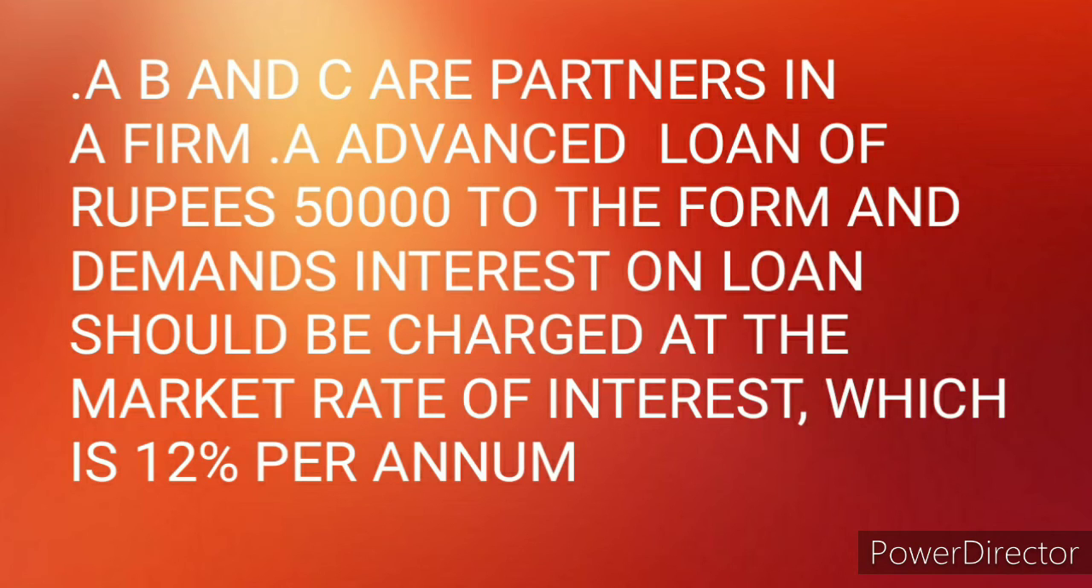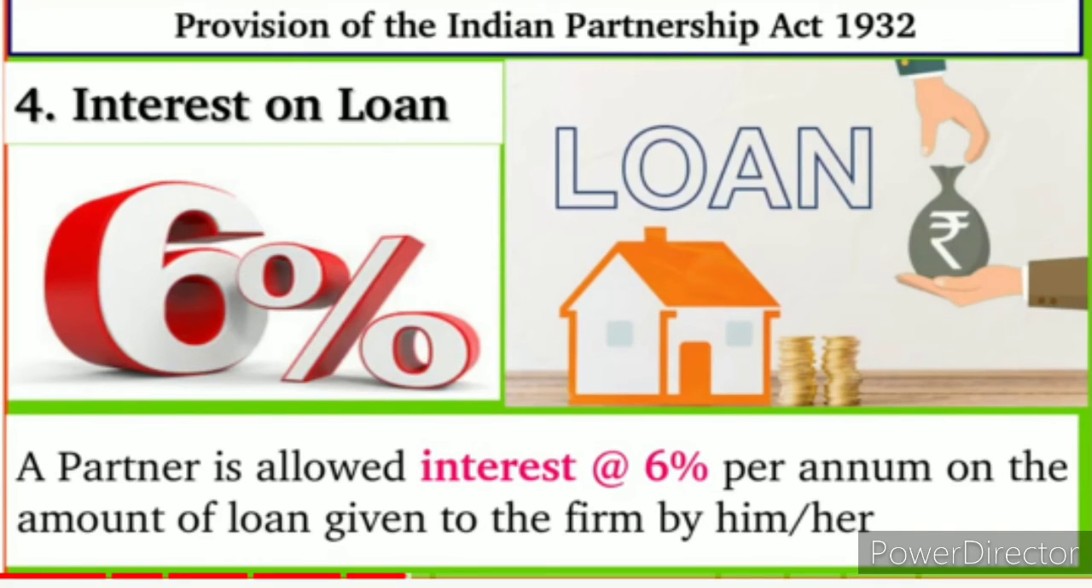Suppose A, B, and C are partners in a firm. C advanced a loan of rupees 50,000 to the firm and demands that interest on the loan should be charged at the market rate of interest, which is 12% per annum. But according to the partnership deed, there is no interest on loan to be charged on demand by the partner. The firm is only liable to pay interest on the loan at the rate of 6% per annum to a partner if the partnership deed is silent. Hence, interest on a loan by a partner is charged against profit. It means interest is paid whether the firm earns profit or not, and it is allowed only at the rate of 6% per annum according to the Partnership Act.